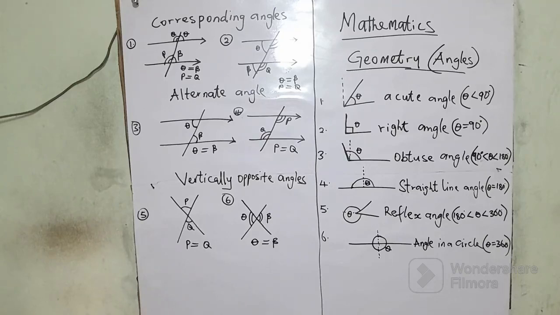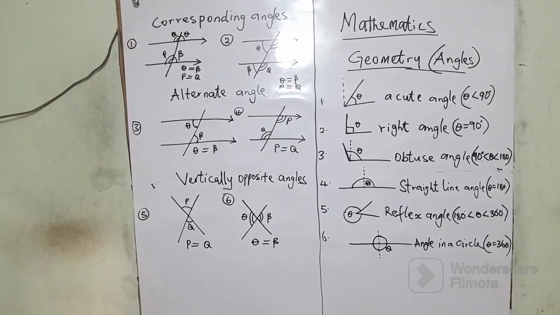Now, when we look at the board, we can see that we have geometry and angles. The first one there is the acute angle. I would like us to look at it very well. If we look at the acute angle, we can see that theta is used to represent an angle. An angle is a portion or a point where two straight lines meet. We call that what? Angle.